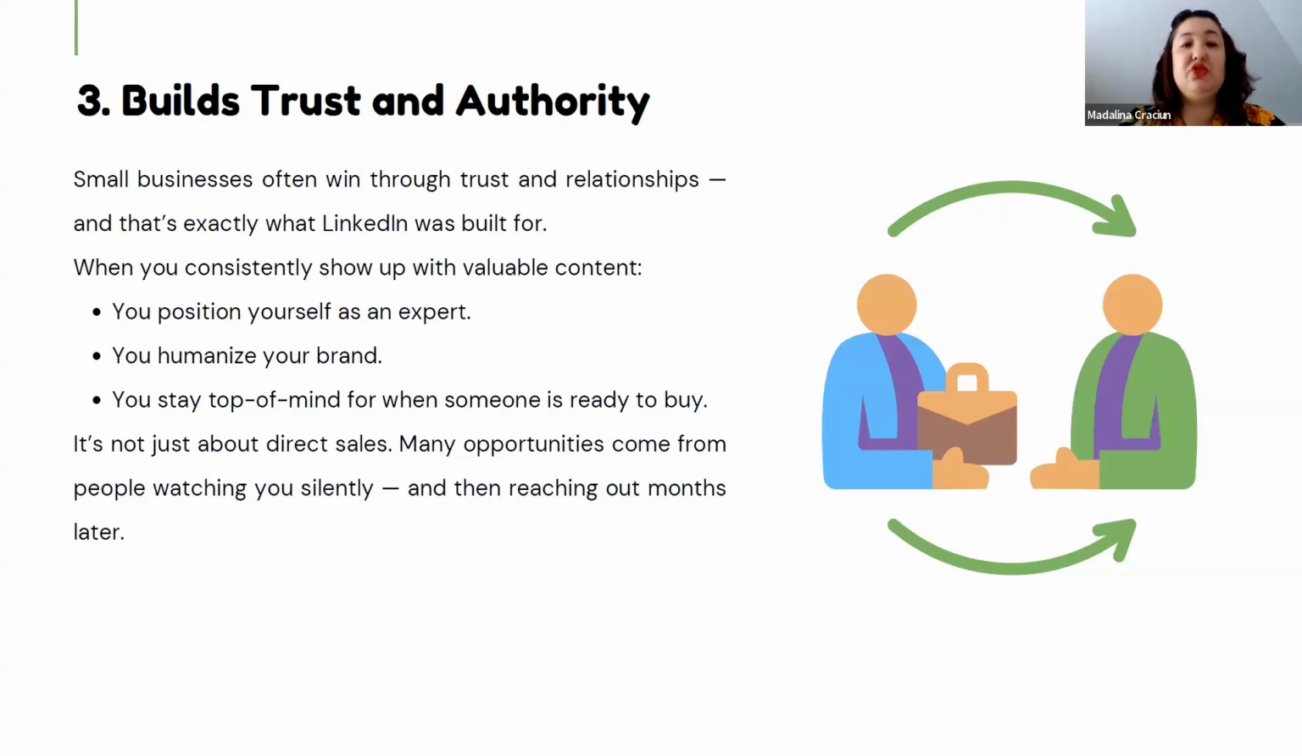Also, LinkedIn builds trust and authority. For small businesses, we often win through trust and relationships, and this is what LinkedIn was built for. So when you constantly show up with valuable content, you position yourself as an expert, you humanize your brand, and you also stay top of mind when someone is ready to buy. So it's not about direct sales. Many opportunities come from people who watch you silently and then reach out to you months later.